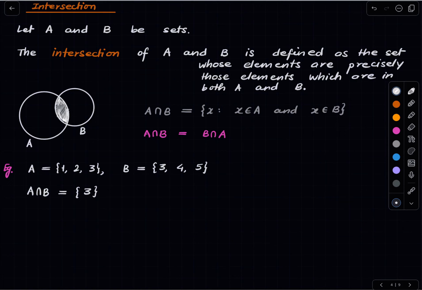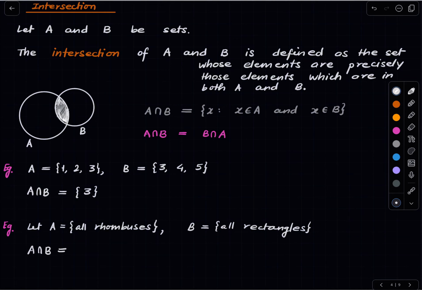But a more interesting example is furnished by our high school geometry knowledge. So let A be all rhombuses, rhombi maybe, rhombuses, and B is equal to all rectangles. Then what is A intersection B?